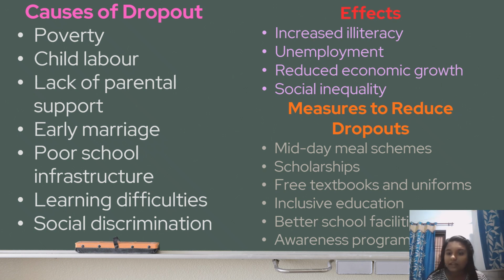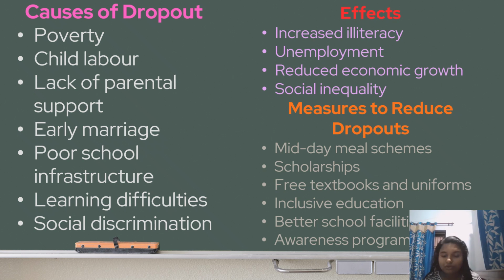So what are the effects of dropout? Increasing illiteracy. The dropout leads to illiteracy and unemployment. If we are not completing a certain level of education, how can we find employment? So unemployment, reduced economic growth. If we are unemployed, then how can we provide economic growth? So it will be reduced economic growth. Then social inequality will be there.